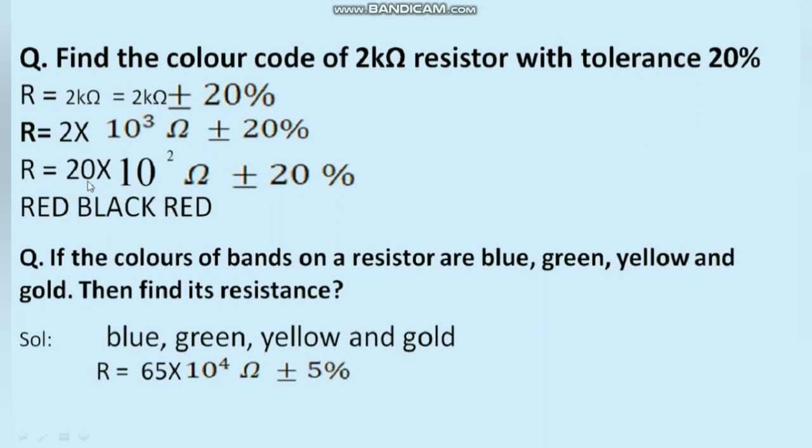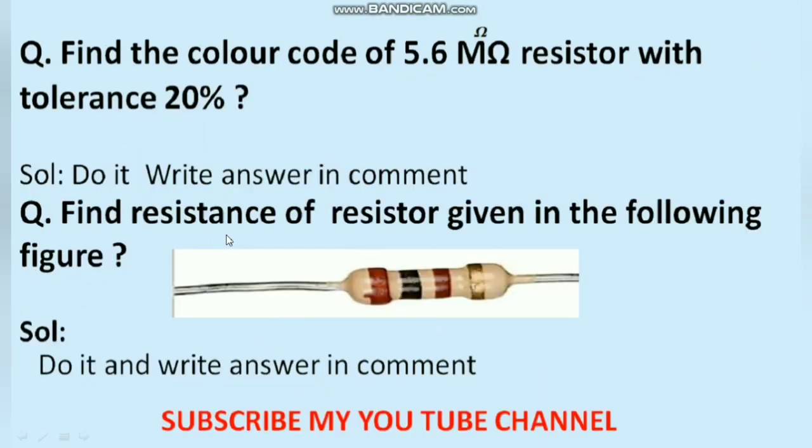Why? Two digits indicate the two colors, the third color indicates the multiplier, and the fourth color indicates the tolerance. First you have to convert the given value into two digits times a multiplier, plus or minus some tolerance, and then those first two digits indicate the two colors, the third is the multiplier color, and the fourth is the tolerance. Like that you can do it.